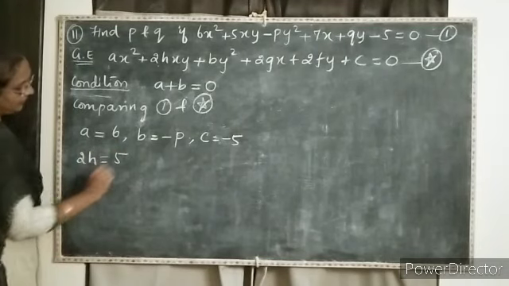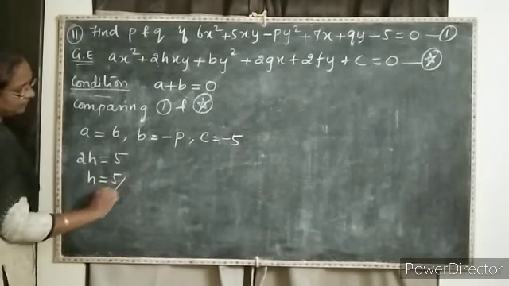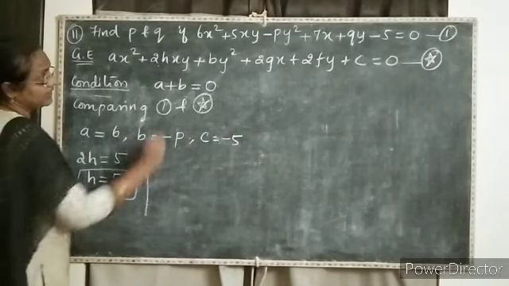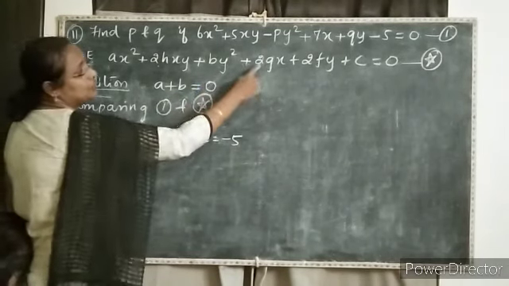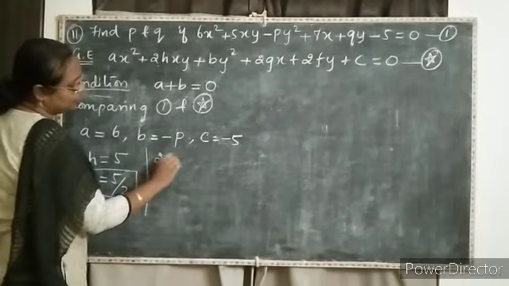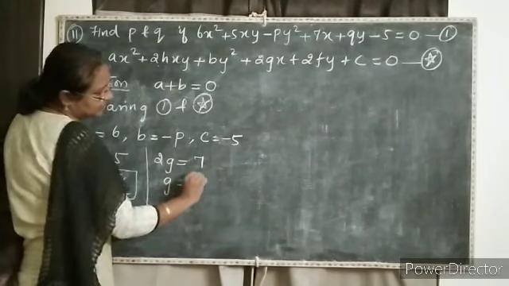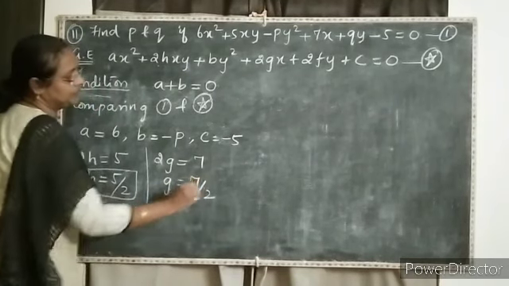2h is equal to 5, so h will be equal to 5 divided by 2. The other one, 2g x: 2g is equal to 7. So what is the value of g? 7 divided by 2.